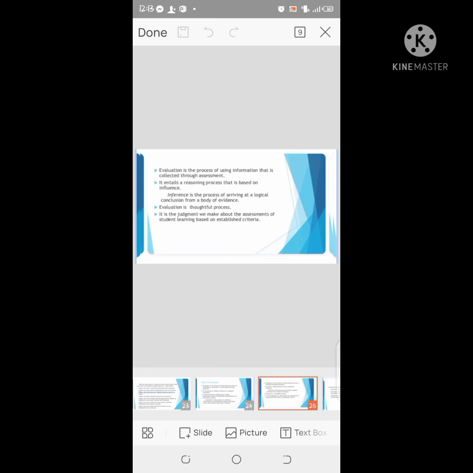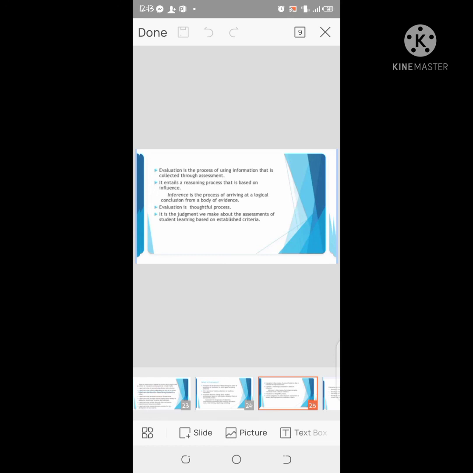So next, we have evaluation, the process of using information that is collected through assessment. So with assessment, you test the students' knowledge to see whether they understood or not. Next, it entails a reasoning process that is based on inference. Next, inference is the process of arriving at a logical conclusion from a body of evidence.